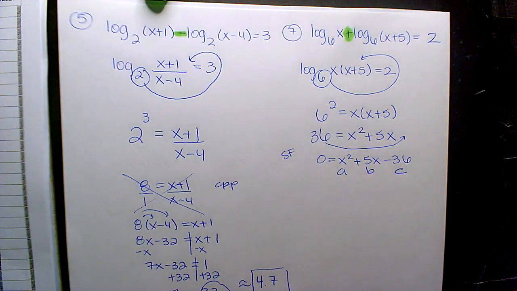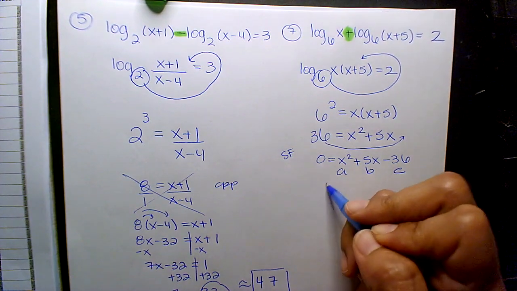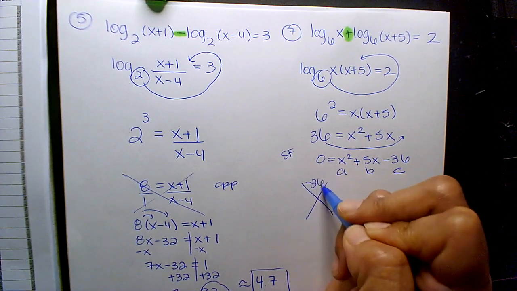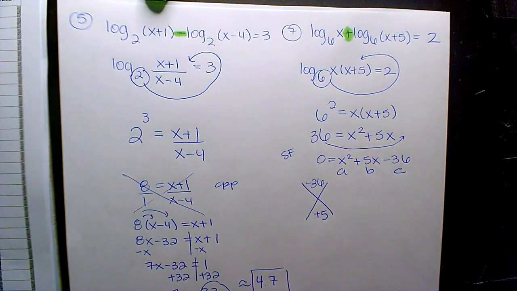Your A value is 1. It should be able to get factored, right? 9 and 4. Mr. Rogers is right. He's got golf coaching skills and factoring skills. Okay, so remember, your C value is negative 36. Your B value is 5.